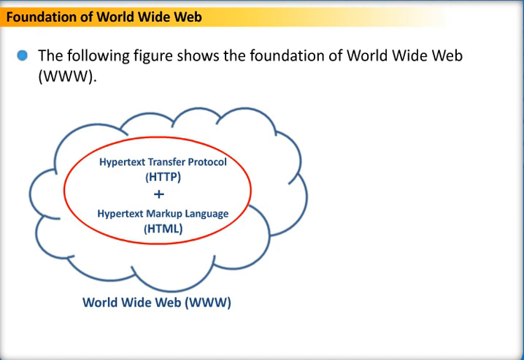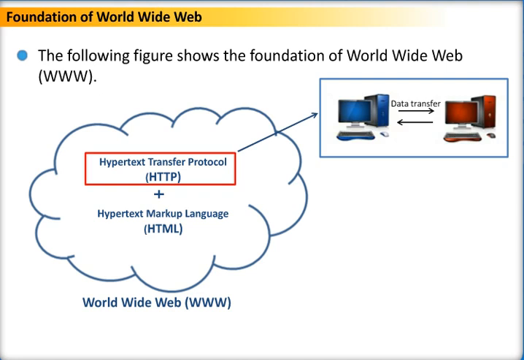The displayed figure shows that the combination of the Hypertext Transfer Protocol, or HTTP, and the Hypertext Markup Language, or HTML, is considered the foundation technologies of the World Wide Web. HTTP and HTML are complementary standards for the web. HTTP transfers instructions and data between machines. HTTP holds the responsibility to retrieve and transmit the HTML files to and from the server.